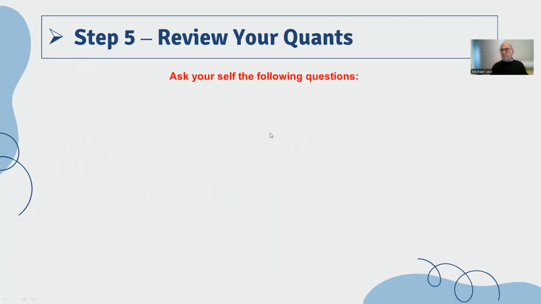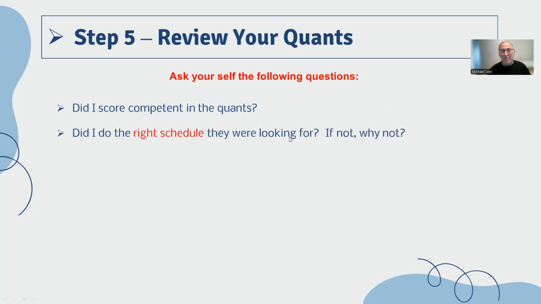The next step is step number 5. Here you're reviewing your quants. Obviously, this is only relevant when you're dealing with a quantitative AO. And you're asking yourself, firstly, did I score competent in this quant? If you got competent, there's really nothing more to do. You're a happy camper, and you may as well move on to looking at the next AO.